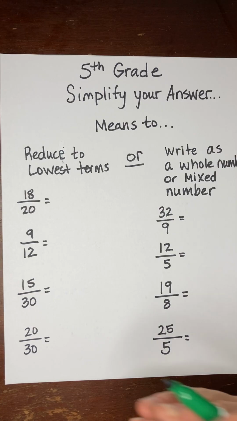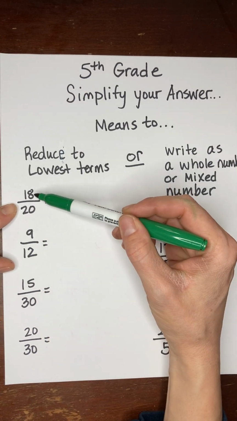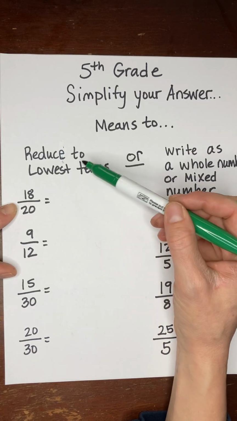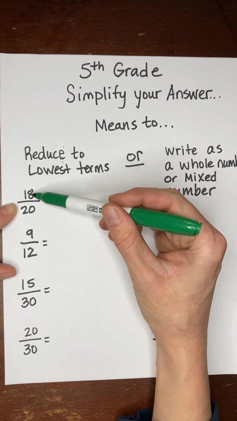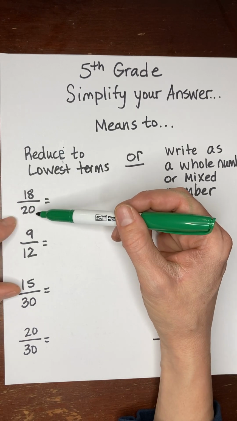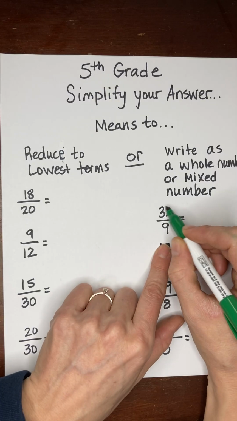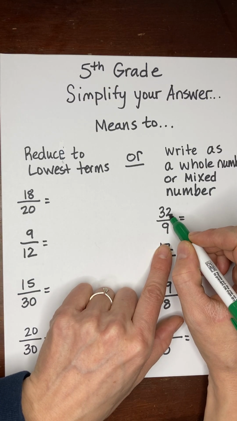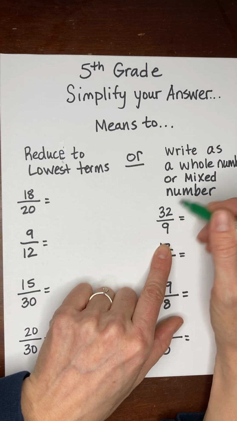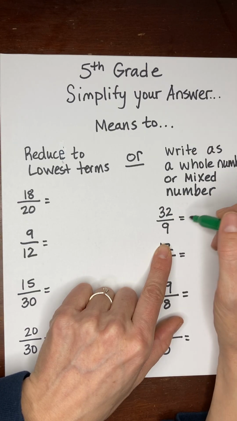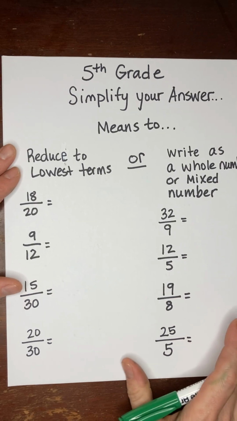Well, it depends on what the number looks like. If we have a proper fraction, where the top is smaller than the bottom, then we're going to reduce to lowest terms, because this means we have less than one whole, right? We have 18 out of 20 pieces. We don't even have a whole, so we cannot make a mixed number. If, however, we have a number on the top that is the same or bigger than the denominator, it means we have more than one whole, and we can make a whole number. Either it will go in exactly or it will be a mixed number with some pieces left over.